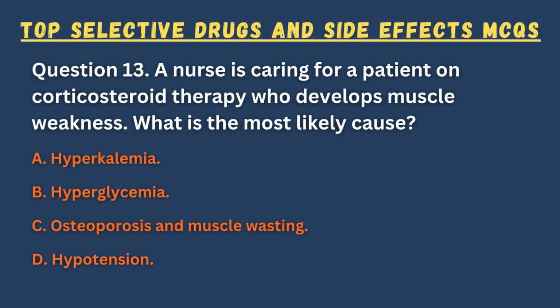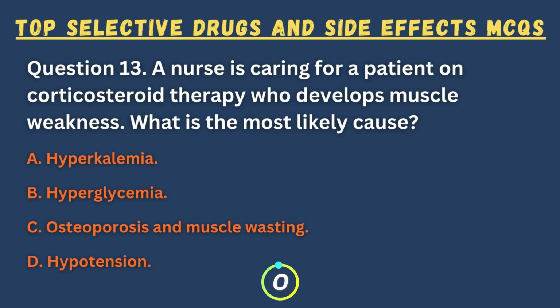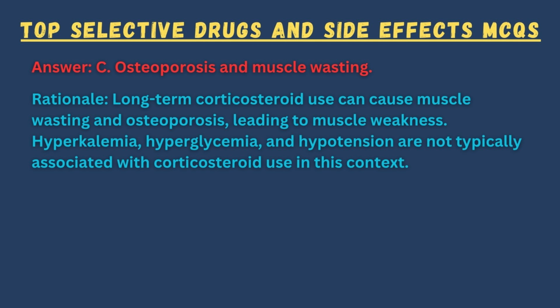Question 13. A nurse is caring for a patient on corticosteroid therapy who develops muscle weakness. What is the most likely cause? A. Hyperkalemia. B. Hyperglycemia. C. Osteoporosis and muscle wasting. D. Hypotension. Answer: C. Osteoporosis and muscle wasting. Rationale: long-term corticosteroid use can cause muscle wasting and osteoporosis, leading to muscle weakness. Hyperkalemia, hyperglycemia, and hypotension are not typically associated with corticosteroid use in this context.